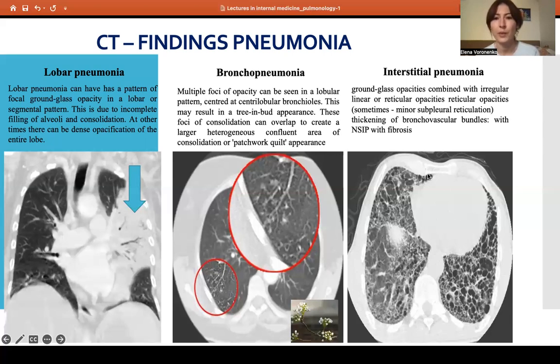Interstitial pneumonia. Ground glass opacities combined with irregular linear or reticular opacities. Reticular opacity sometimes means subpleural reticulation, thickening of bronchovascular bundles, with NSIP with fibrosis.